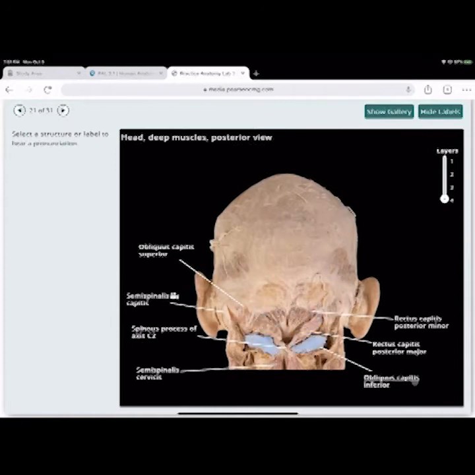Then you have your obliquus capitis inferior, below that. The semispinalis cervicis, the smallest, runs to the tip of the spine. You can see it on each side of the spine. The spinous process of C2, there's your second cervical vertebra. That's a transverse process of it. Semispinalis capitis runs along the side from the neck. And we already did the obliquus capitis superior.